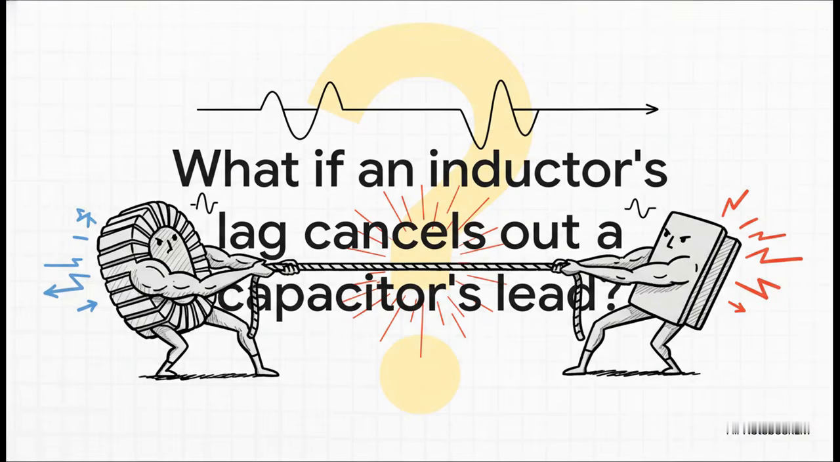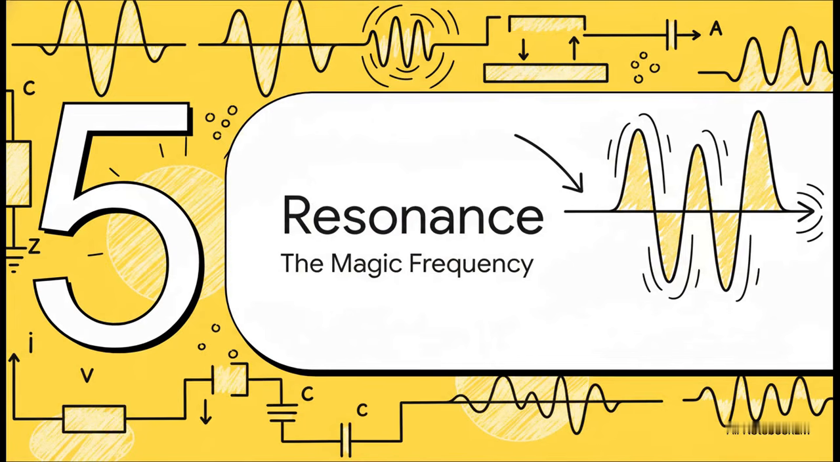Okay, picture this. You've got the inductor pulling the current back, trying to make it late. At the same time, you've got the capacitor pushing the current forward, trying to make it early. It's a perfect tug of war over the timing of the current. So, what happens if we find that one perfect frequency where their push and pull are exactly equal? What happens when they completely cancel each other out? The answer has a name, and it's an incredibly powerful idea in physics: resonance.